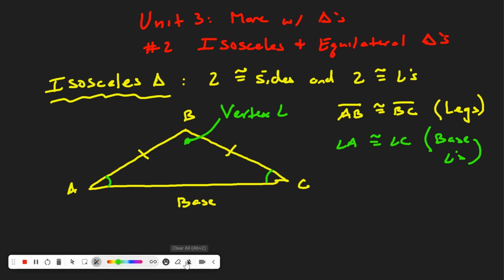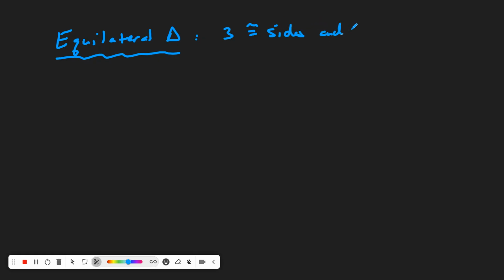Okay, we have another type of triangle to talk about. This other type of triangle is called an equilateral triangle. So for an equilateral triangle, equilateral means equal sides. So this triangle has 3 congruent sides and 3 congruent angles. Now, when we say it has 3 congruent angles, we also name this thing equiangular.